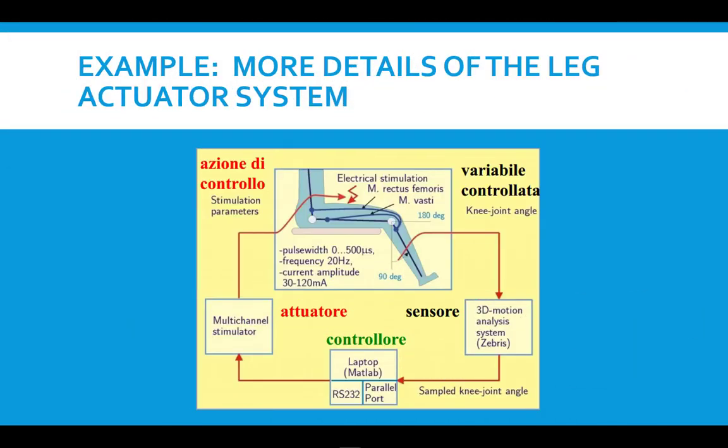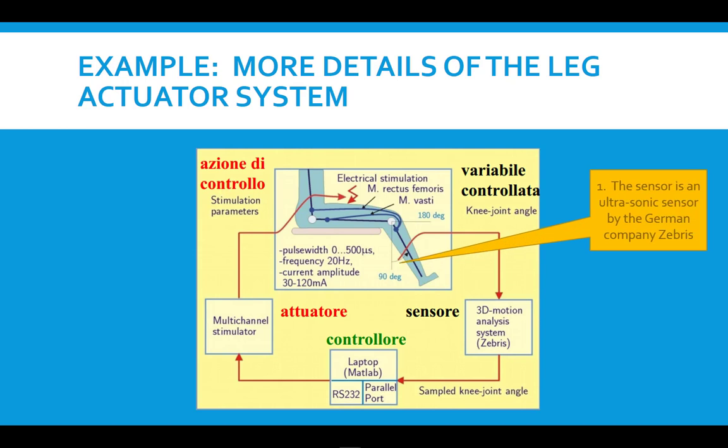Let's look a little more closely at how this works. We have a closed loop system exactly like the one that was presented on the second slide in this series, and again we want to try to sort that out and have that clear to us. So first we'll identify the sensor. That's a very good place to start. And there's an ultrasonic sensor by a German company named Zebras. The controller nowadays is software in a laptop.